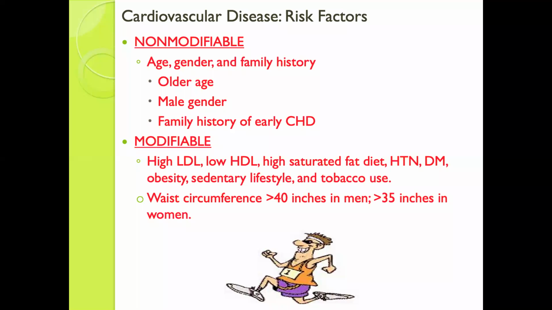A waist circumference of greater than 40 inches in men or greater than 35 in women is going to put you at risk. Things that you can't change: your age, your gender, your family history. Risk factors include older age, if you're male, and if you have a family history of coronary heart disease. Okay. One example of a condition that you can't modify is familial hypercholesteremia.